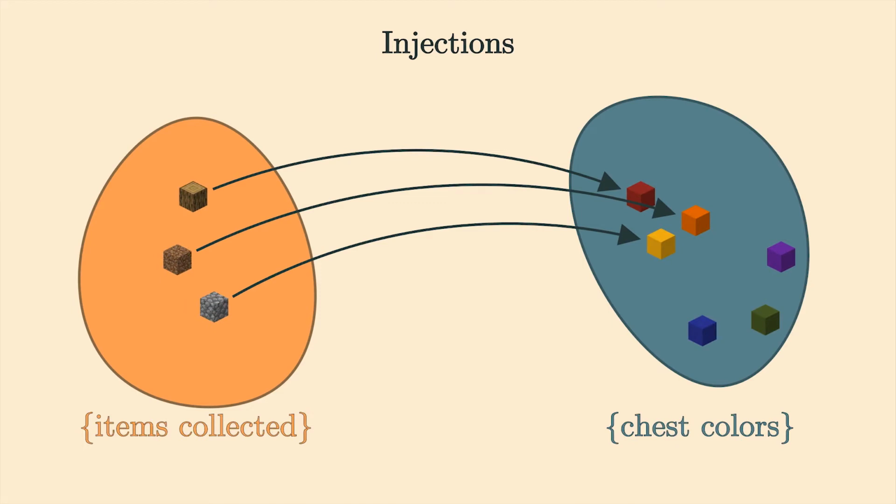Bob is an injection because red is only matched with oak wood, and orange is only matched with dirt, and yellow is only matched with cobblestone. The other colors aren't matched with anything, but that doesn't matter because we only require that each of the colors is matched with at most one item.